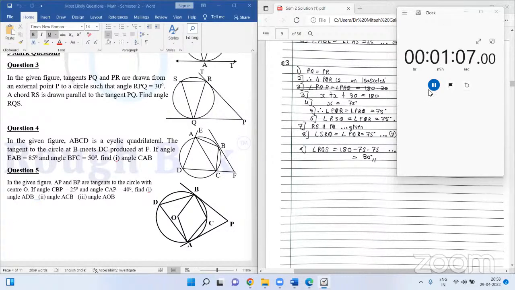If angle EAB, how is EB an angle? Here EAB is 80. So please explain this sum. It is confusing.